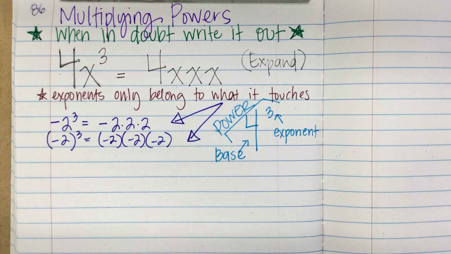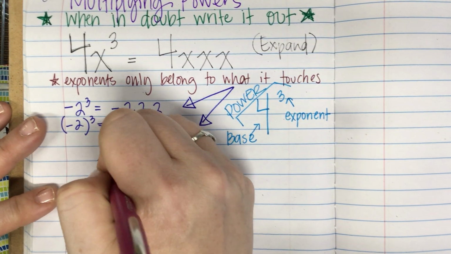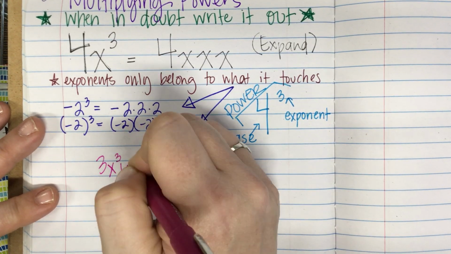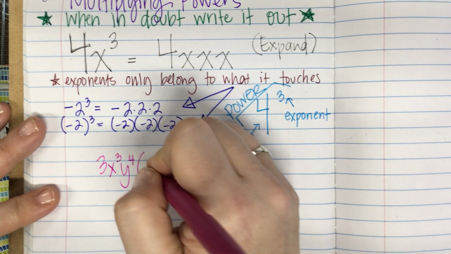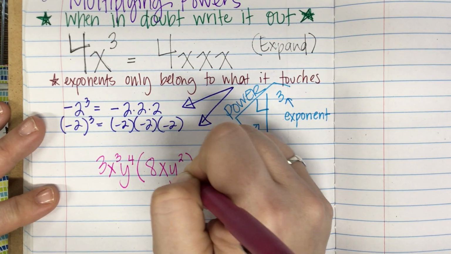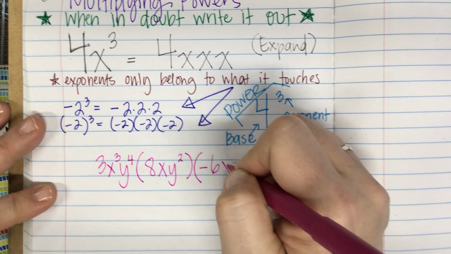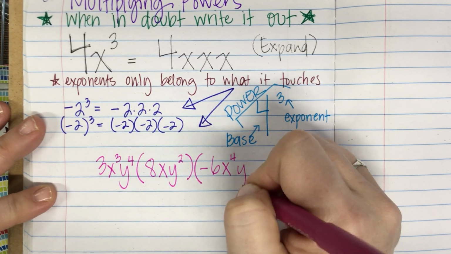So the great thing about algebra, right, is that most of algebra is just combining stuff and manipulating it and putting it together or moving it apart, right? We've got these rules that we can follow. So if I give you a problem that looks like 3x to the third y to the fourth times 8xy to the second times negative 6x to the fourth y.